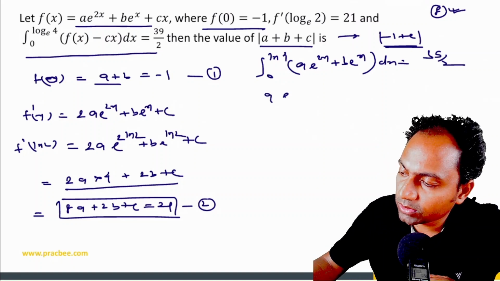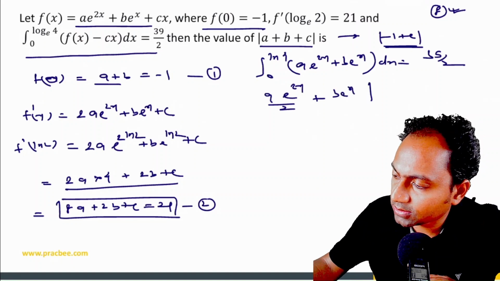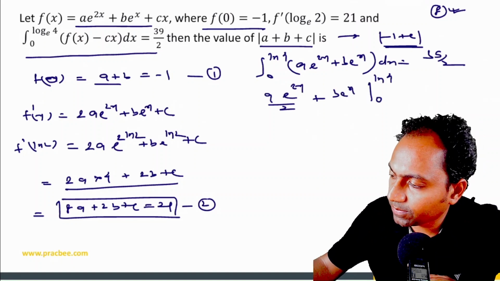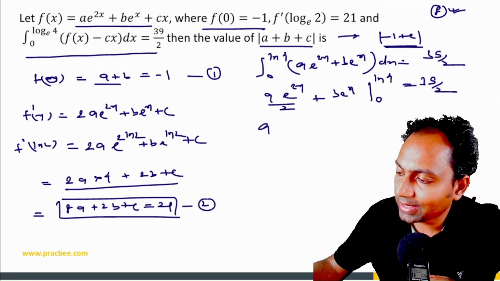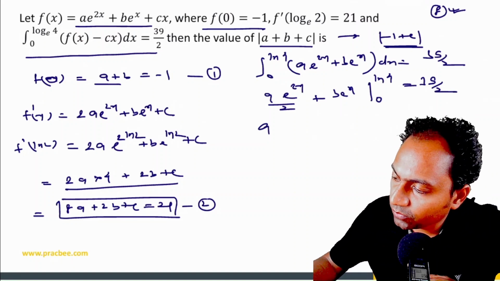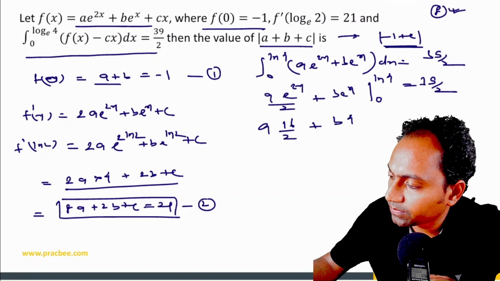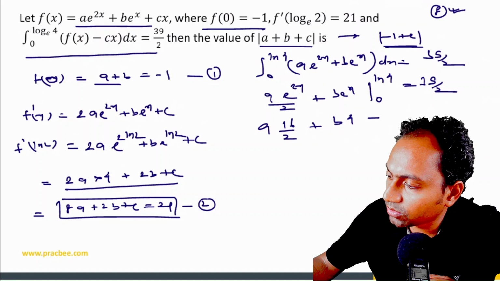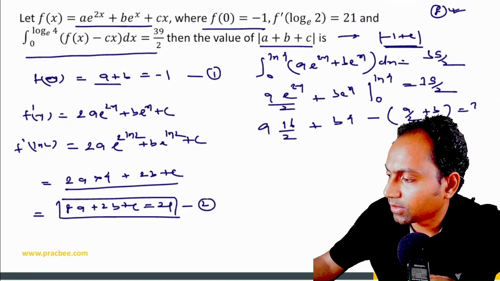If I figure out this integration, it is a e raised to the power 2x by 2 plus b e raised to the power x, limit 0 to ln 4. If I put this limit and simplify, let us see what do I get. So I get a into, if you put ln 4, this will become 16 by 2, plus b into 4, and if I put 0, this becomes a by 2 plus b, equal to 39 by 2.